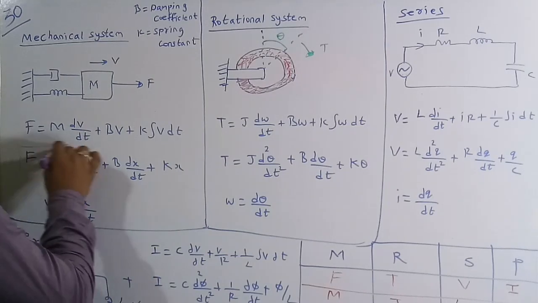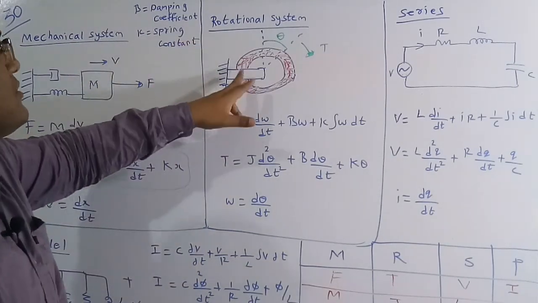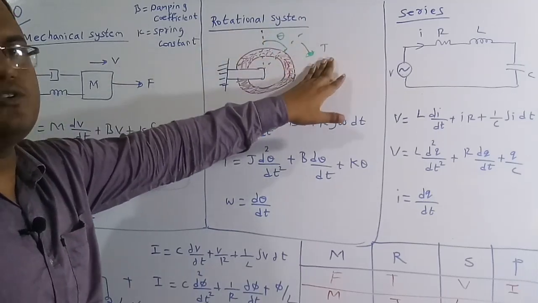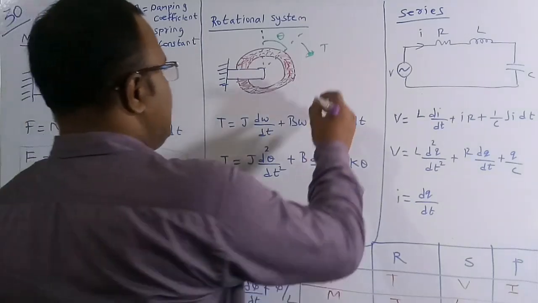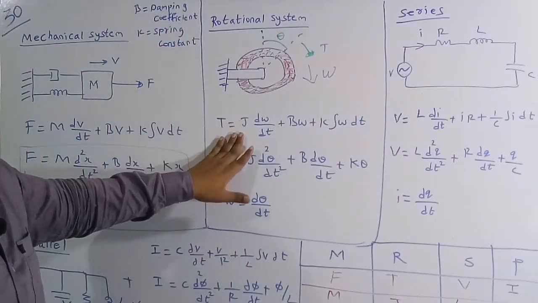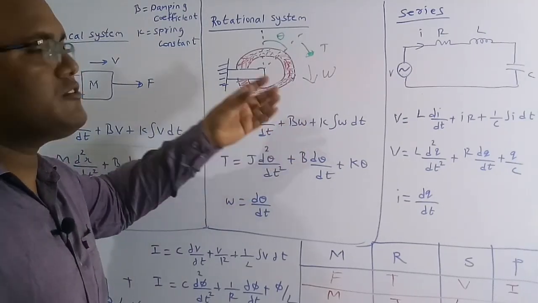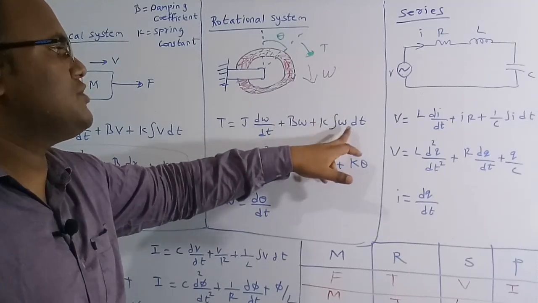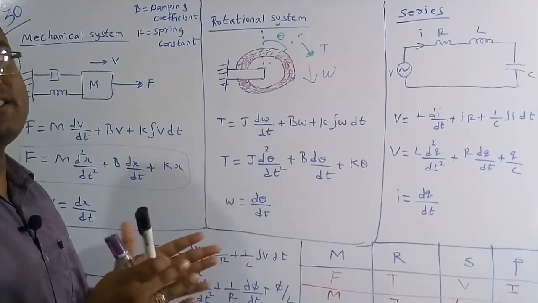Now for the rotational system I want to write here. Suppose this is a body, I want to rotate with some torque. This is the angle theta, it is going to move with some angular velocity omega. Now I want to write the torque equation. T is equal to J d omega by dt plus b omega, where b is because of some damping coefficient, and k into integration of omega dt because of some spring coefficient or because of some elasticity.